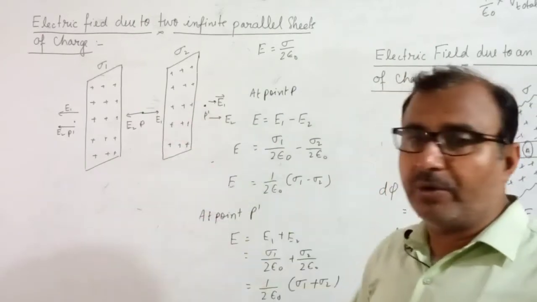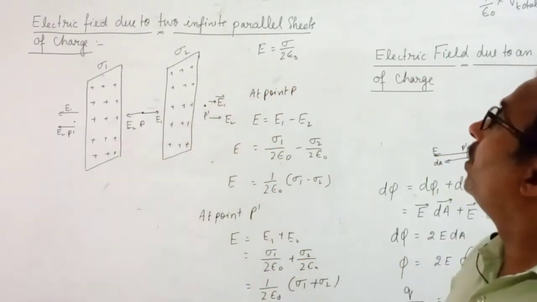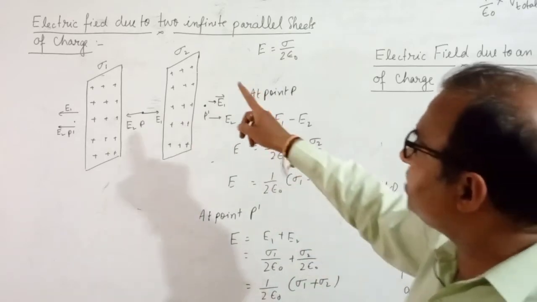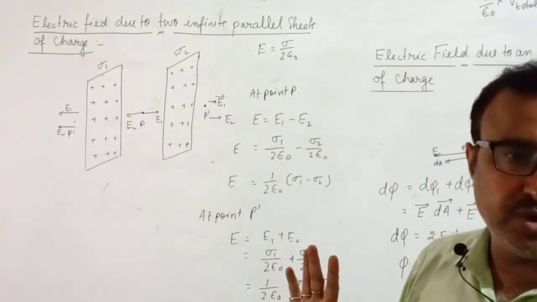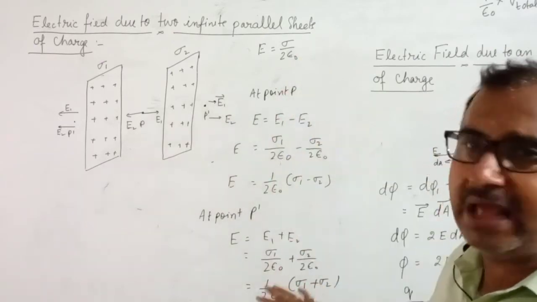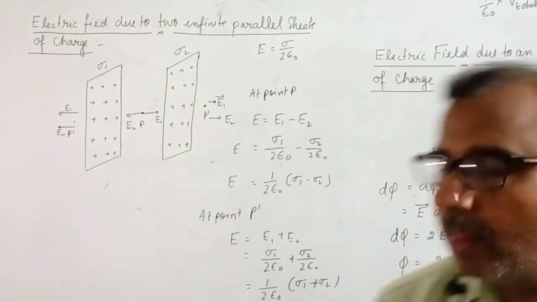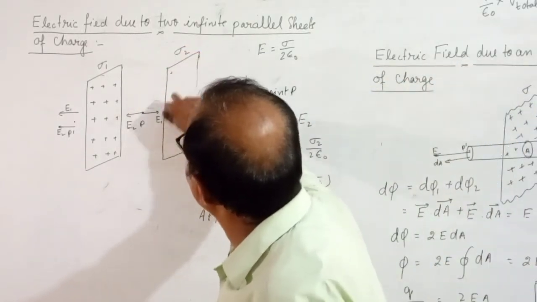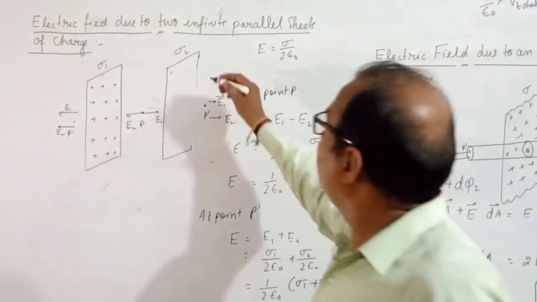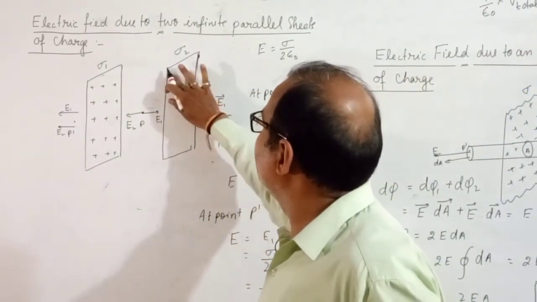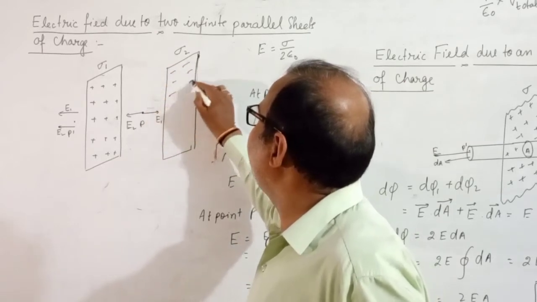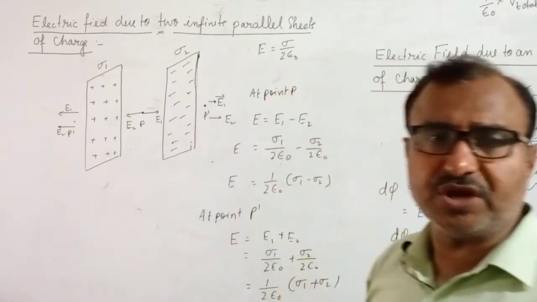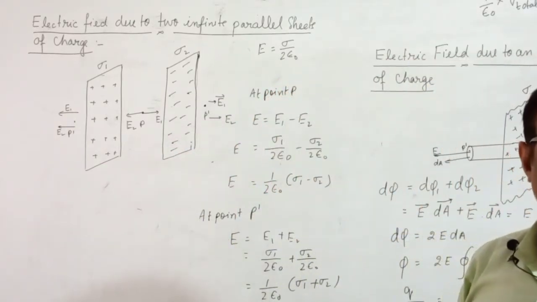Here I told you about intensity of electric field due to two infinite parallel sheets of charge. But in this condition, both sheets have the same charge. I think you all noted this. Now, if one sheet is negatively charged, what will happen? What will happen if one sheet is negatively charged? Suppose that this sheet has negative charge instead of positive charge. What will happen?